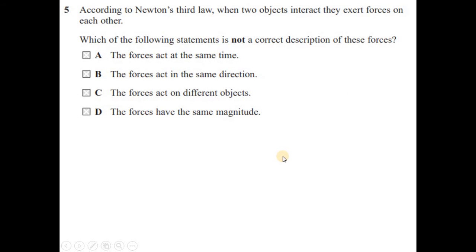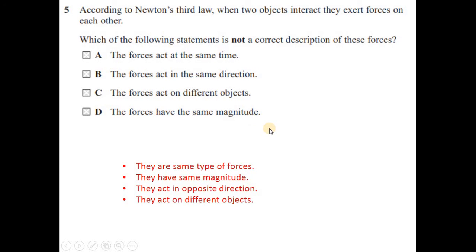Question number 5. According to the third law of Newton, when two objects interact, they exert forces on each other. Which of the following statements is not a correct description of these forces? It's all about Newton's third law pair, and for two forces to be a Newton third law pair, we have four properties that we need to look for. Both of the forces should be of the same type, and they must have the same magnitude. They act in opposite directions, and they act on different objects.